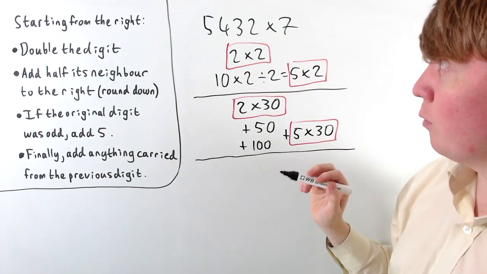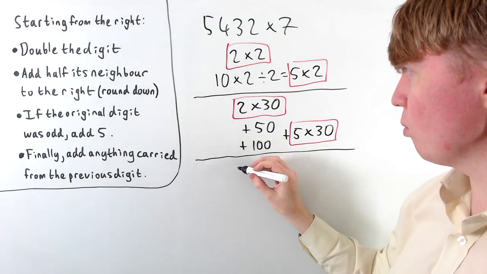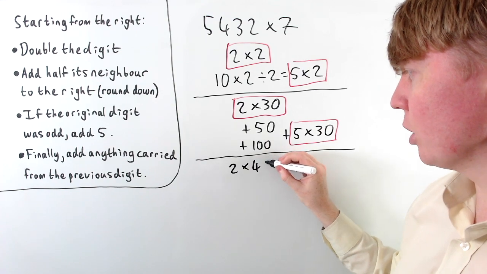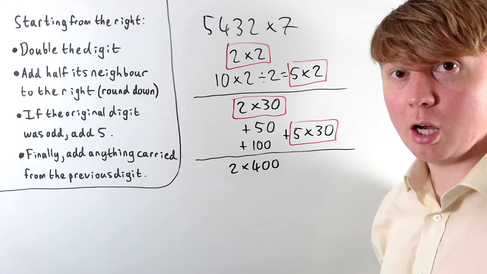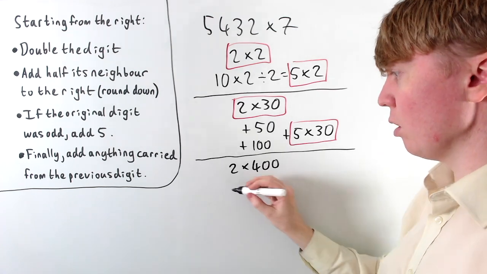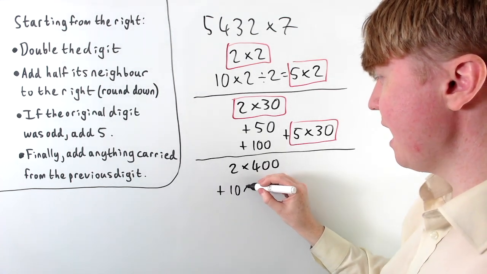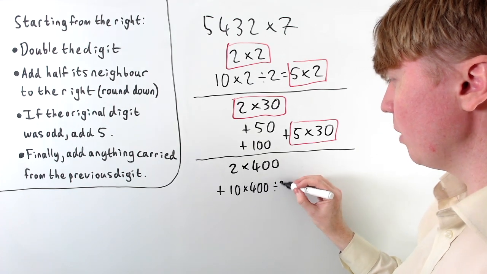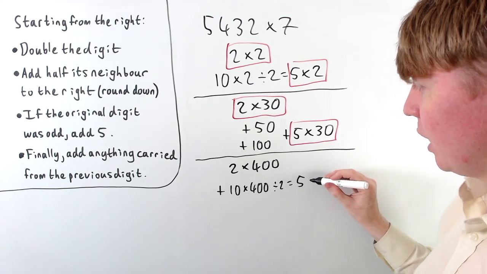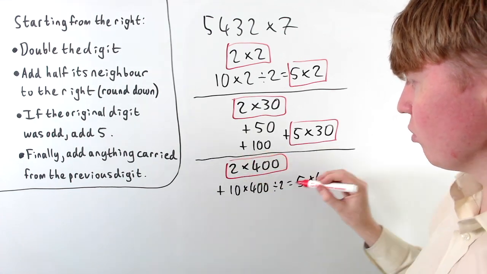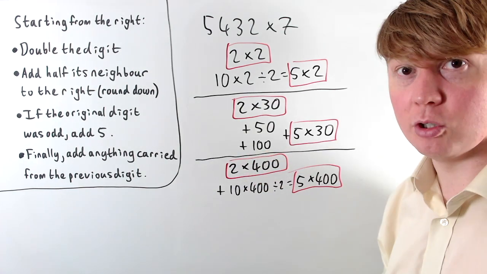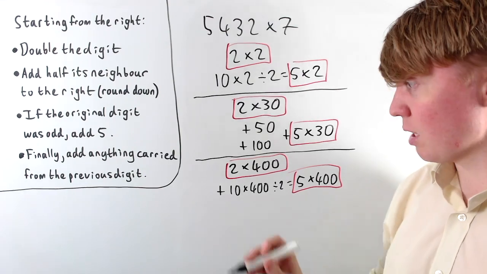So now if we go on to the 4, which is worth 400 there, this one was a little bit more straightforward because it's even. So we had 2 times 400, and then we also took half of this into the thousands column. So we also had plus 10 times 400 divided by 2, which is the same as adding 5 times 400. So you can see there we get 2 times 400, and we've also got 5 times 400. So we have added 7 times 400.